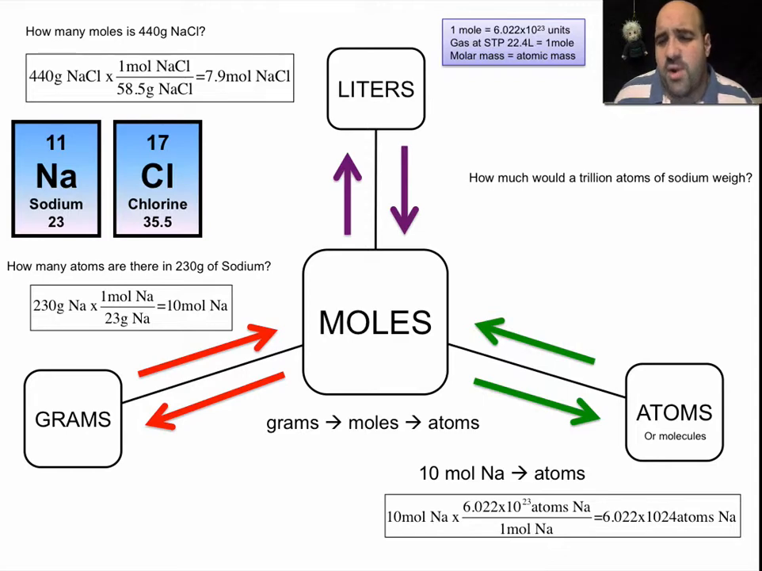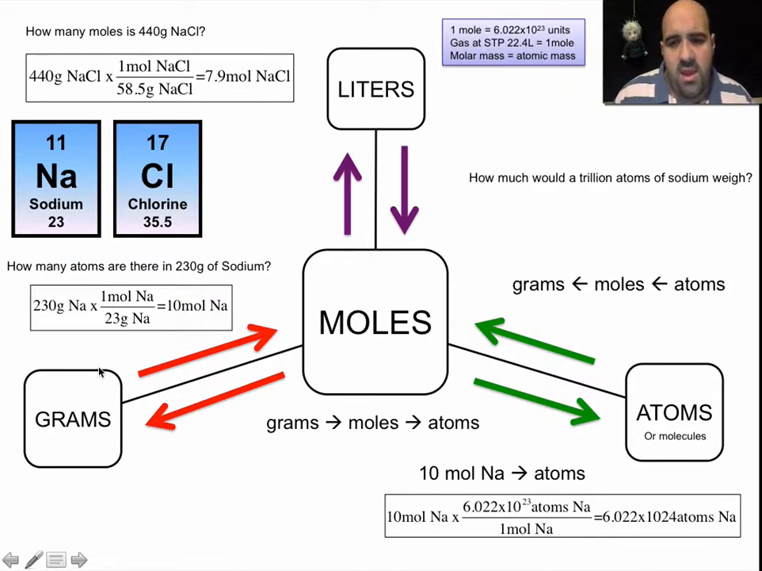And here's our final question we're going to look at. How much would a trillion atoms of sodium weigh? So we're starting with atoms. We're starting with 1 trillion atoms of sodium, and we are converting it into grams. Recall we cannot go directly into grams from atoms because we have to stop at moles first. Moles is the hub for everything.